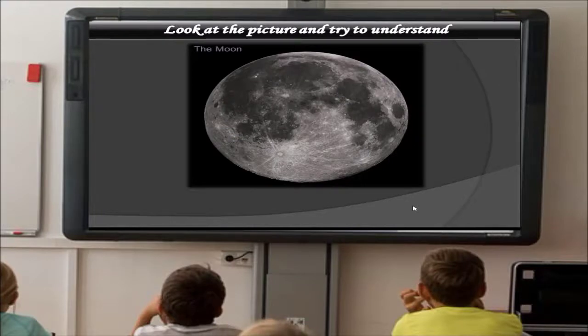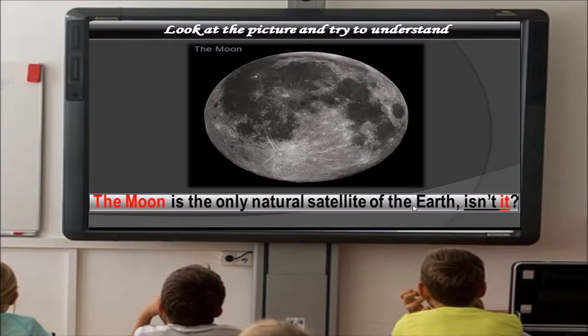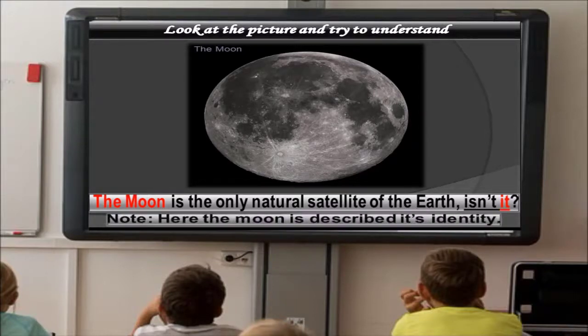Look at the picture and try to understand. The moon is the only natural satellite of the earth, isn't it? No. Here the moon is described its identity. Do you understand?